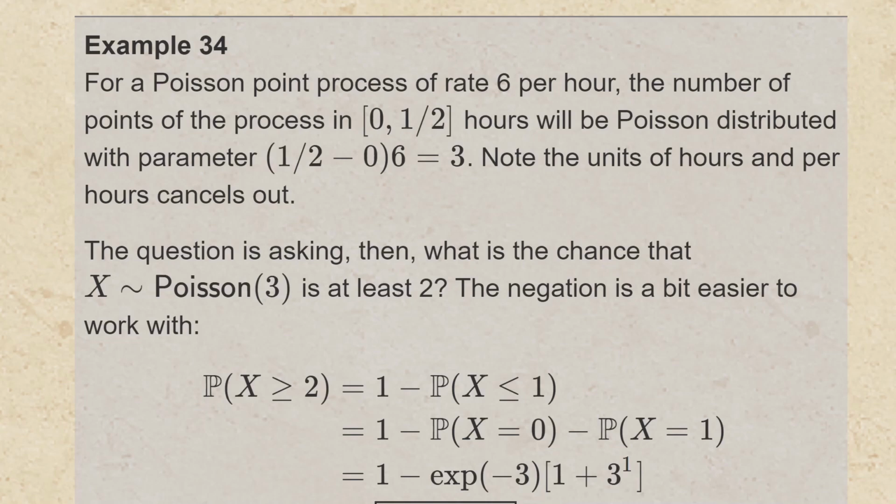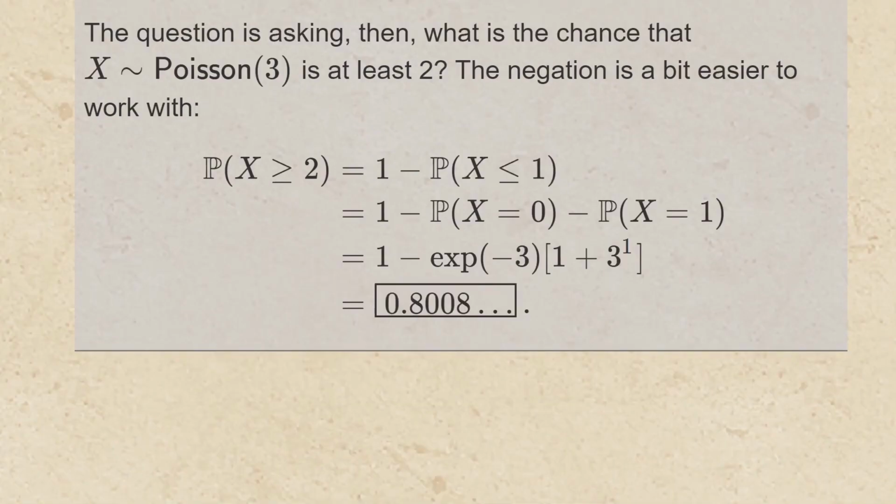The question is asking then, what is the chance that if X is Poisson distributed with parameter 3, that it is at least 2? Now the negation is a bit easier to work with here. The probability that X is at least 2 is 1 minus the probability that X is at most 1, or 1 minus the probability that X equals 0 minus the probability that X equals 1. This is just 1 minus the exponential of -3 times the quantity 3 to the zeroth power divided by 0 factorial plus 3 to the first power divided by 1 factorial, which comes out to be 0.8008, etc.